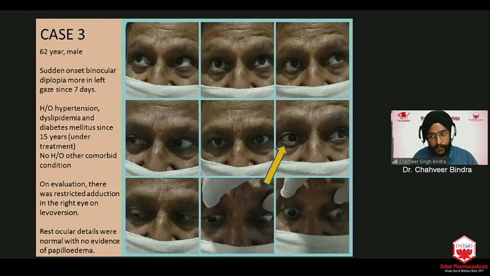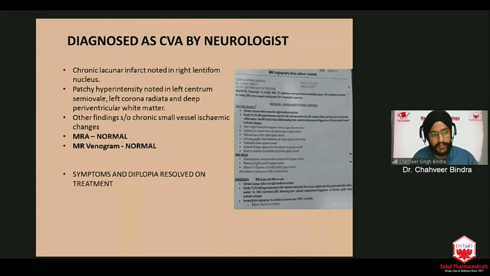The pupillary reactions were normal. There was no ptosis. There was no other third nerve involvement. On evaluation, a chronic lacunar infarct was noted in the right lentiform nucleus. Patchy hyperintensity was noted in the left centrum semiovale, left corona radiata, and deep periventricular white matter. The patient was diagnosed as having a cranial nerve palsy by a neurologist and was started on treatment. The patient's symptoms and diplopia resolved on treatment.